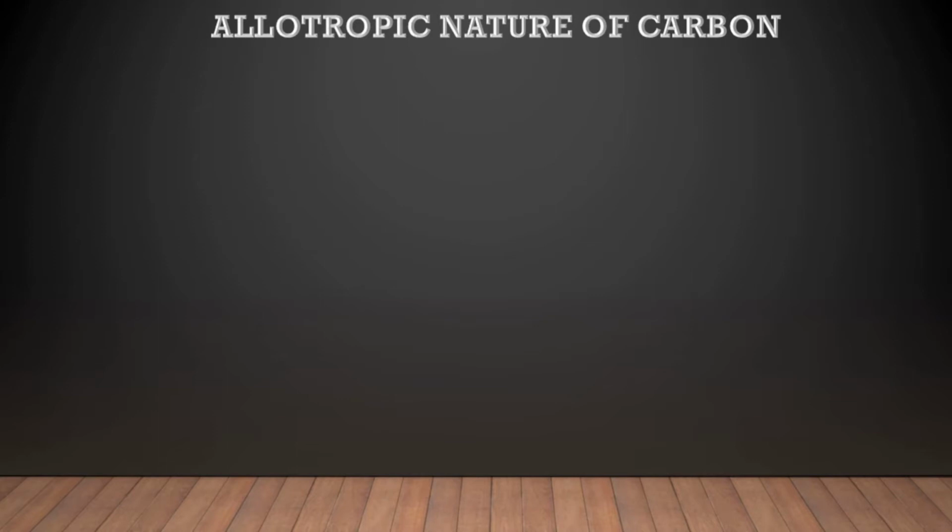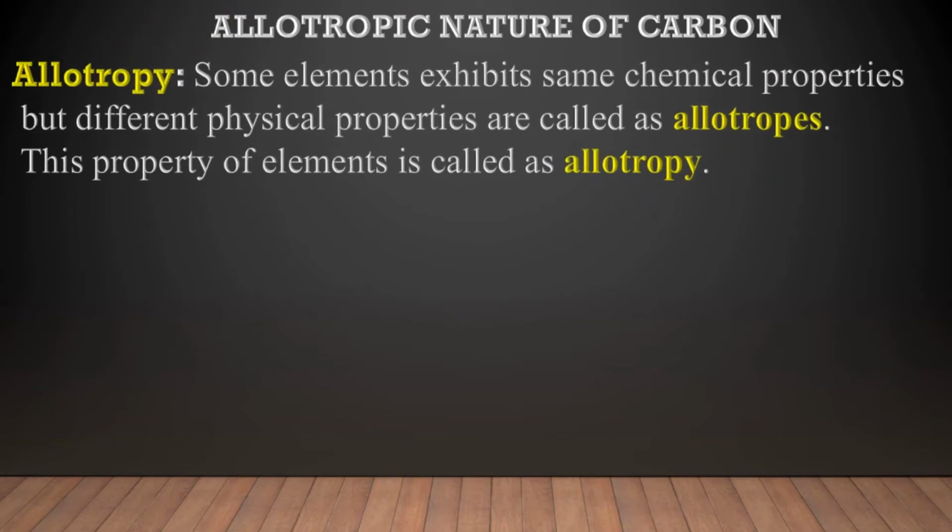Some elements occur in nature in more than one form. Some elements exhibit the same chemical properties but different physical properties, and these substances are called allotropes, and this property of elements is called allotropy. Like carbon, sulfur and phosphorus also exhibit allotropy. In this lesson, we are going to discuss allotropes of carbon in detail.